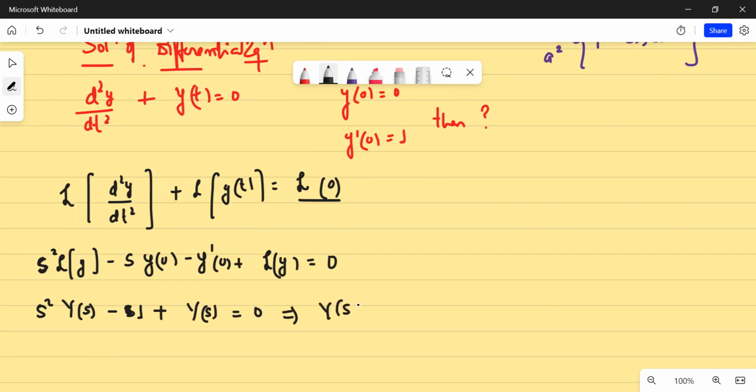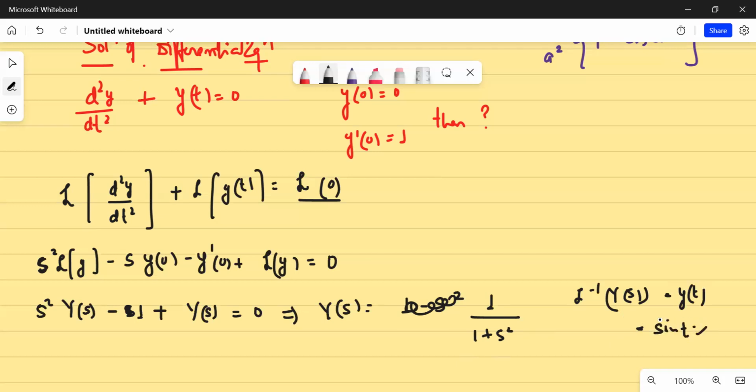Your Y as a function of s, that is the Laplace transform of y, is simply equal to 1 upon 1 plus s square. And what would be the Laplace inverse of Y(s)? This will give you the solution, which is y(t), equivalent to writing the Laplace inverse of 1 upon 1 plus s square, which is simply equal to sin t. I hope it is clear. So this is how you solve initial value problems using the Laplace transform.